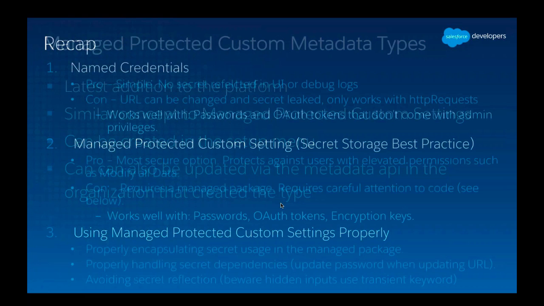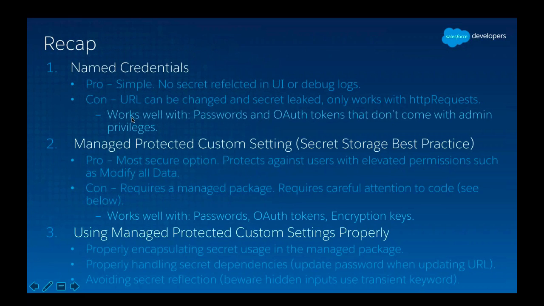So let's recap the second part of the presentation. You can store your secrets using named credentials, which is very easy. You don't even need any code to do this. The secret is not reflected in the UI or debug logs when you store the secrets using this method. The only problem with this method is that the secret could be leaked by the administrator of the org in certain cases, which is a very rare possibility. This is a fairly secure scheme, and this only works with passwords and OAuth tokens. If you want to follow our secret storage best practice, then you need to store your secret in managed protected custom settings.